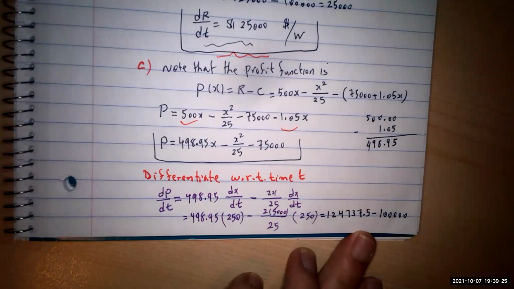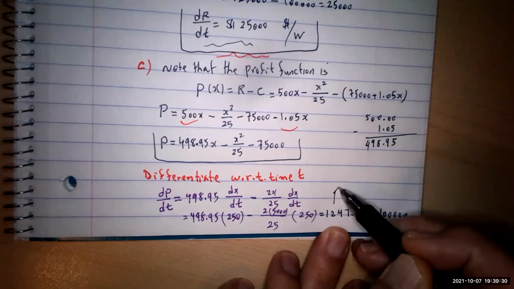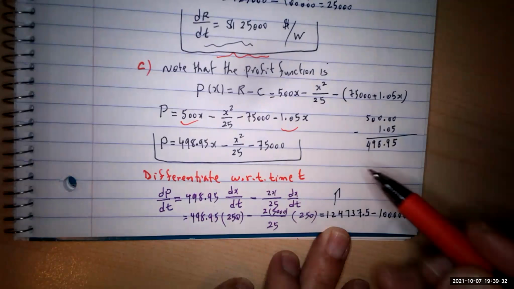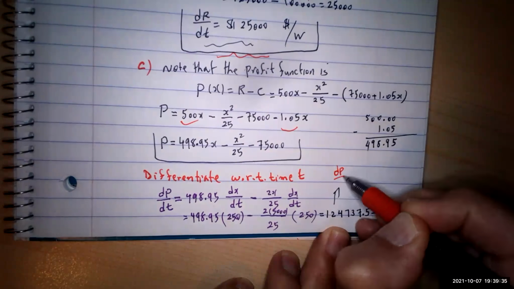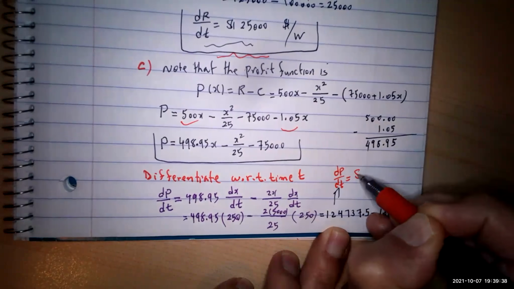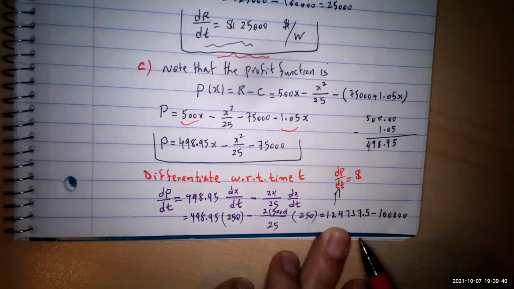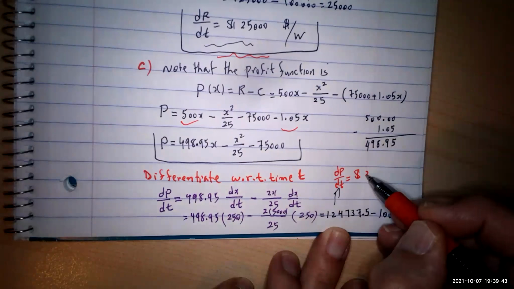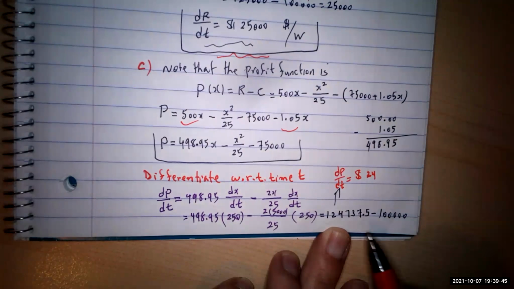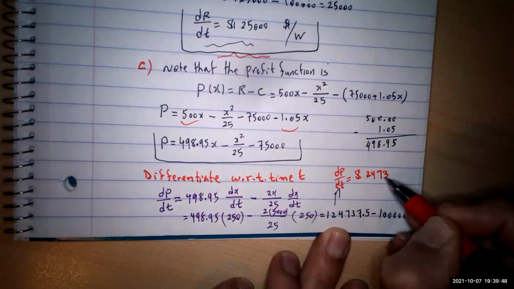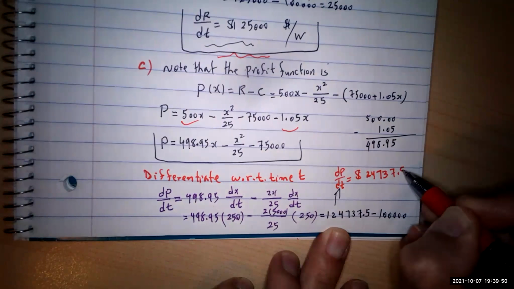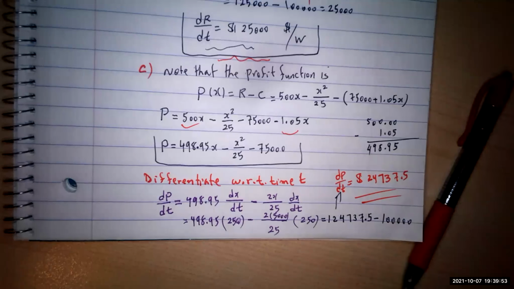Okay, so if you subtract it in this case, it's going to be very similar to the revenue that we did. So I put it on the top to finish it. So dP/dt, the rate of the profit in dollars, okay, it's going to be what? It's going to be 24,737.5. So that would be the rate of your profit during those weeks. Okay, so that gives you the idea, the type of application.